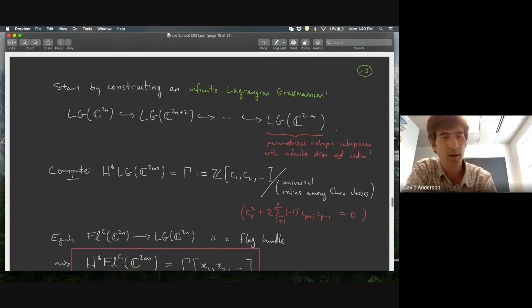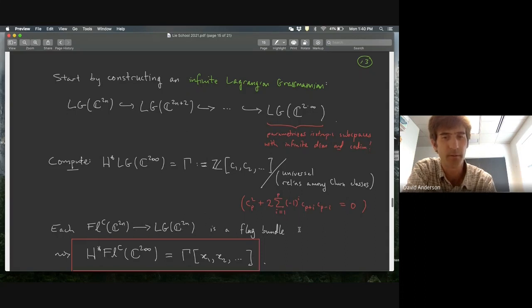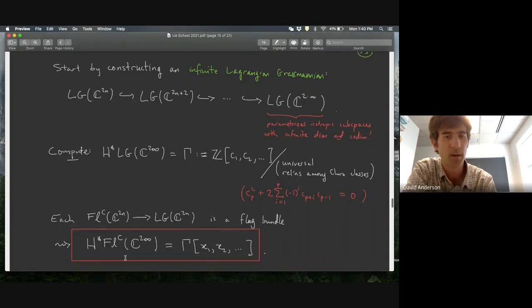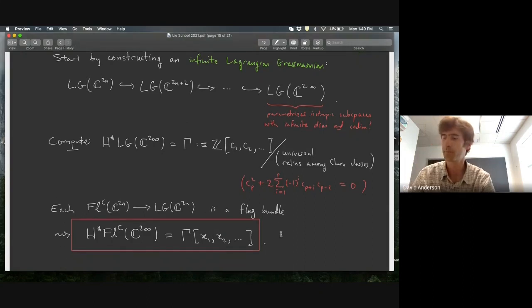There's a similar way of constructing flags. So if you project onto the top dimensional piece, the Lagrangian piece of your flag, you get a flag bundle, a regular type A flag bundle. And you can parlay that into a computation which says that the cohomology ring of this infinite flag variety is just take your coefficients in this funny ring, gamma, and take polynomials over that.